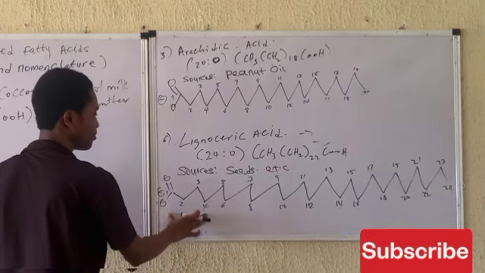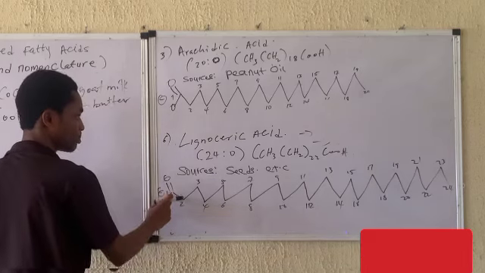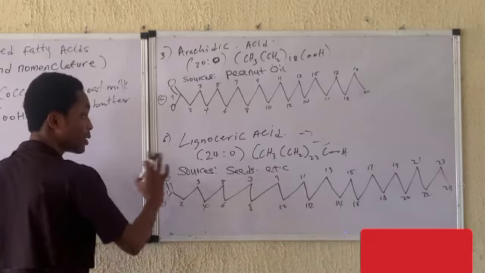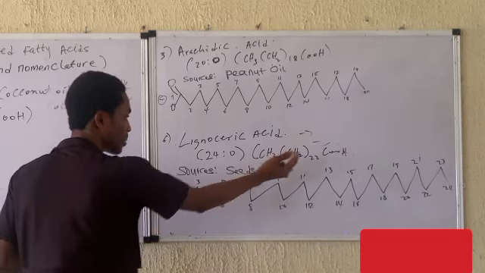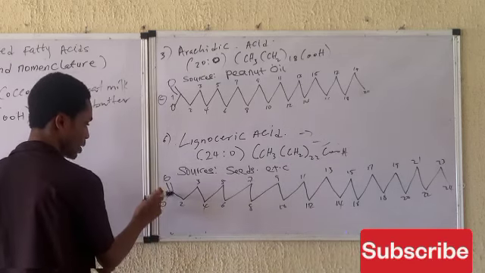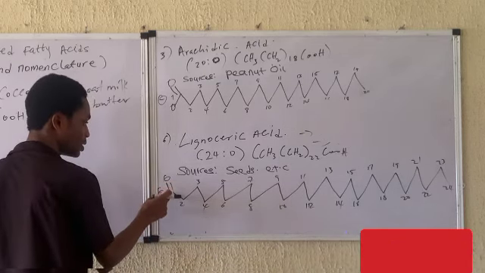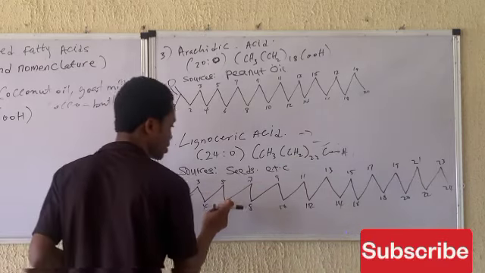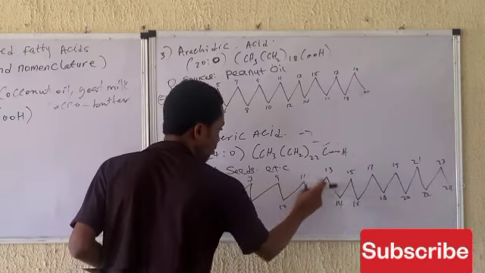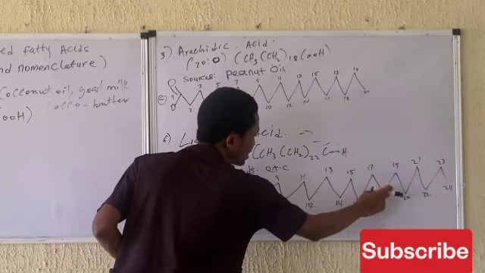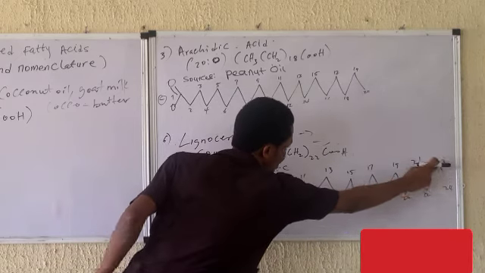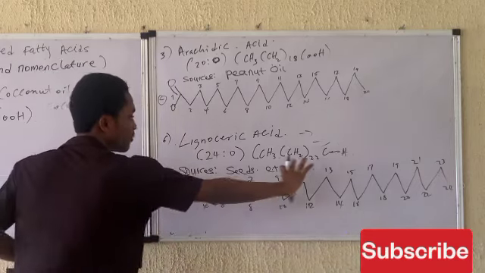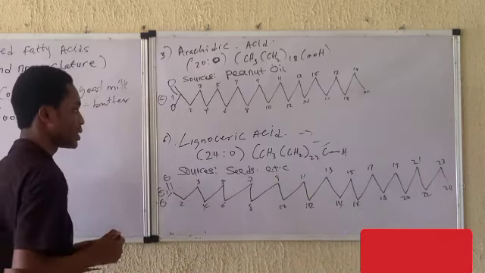Now, the structure as displayed on the board contains 24 carbon atoms. Start naming from the functional group, which is the carboxylic group, 1. Remember, there's a carbon atom here, 1, and at every breaking point there's a carbon atom. 1, 2, 3, 4, 5, 6, 7, 8, 9, 10, 11, 12, 13, 14, 15, 16, 17, 18, 19, 20, 21, 22, 23, 24. Now, this is the structure of lignoceric acid.